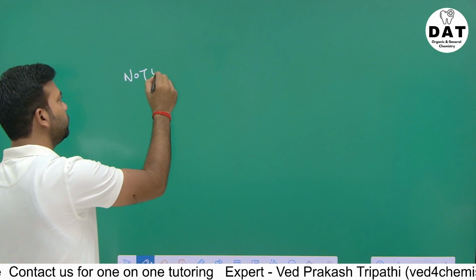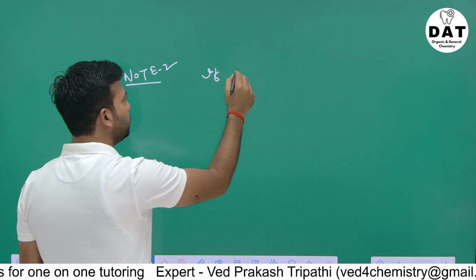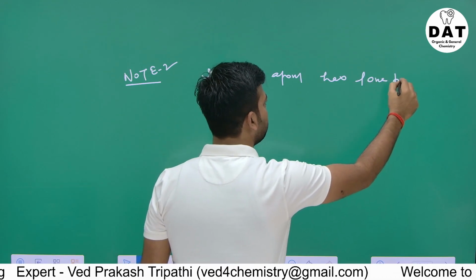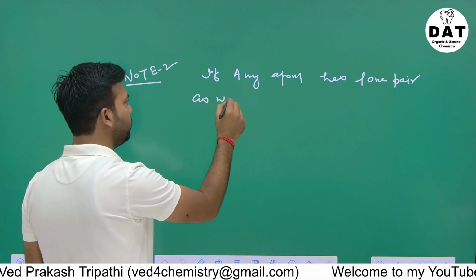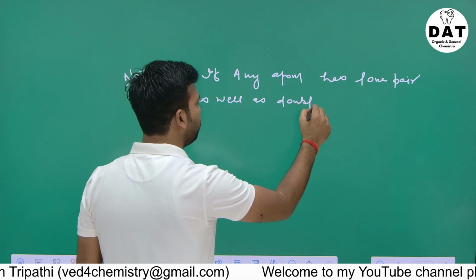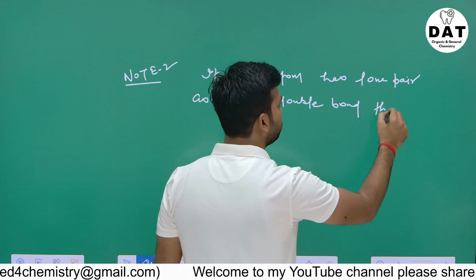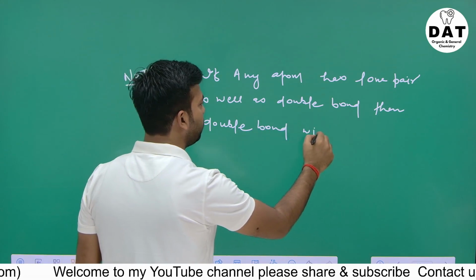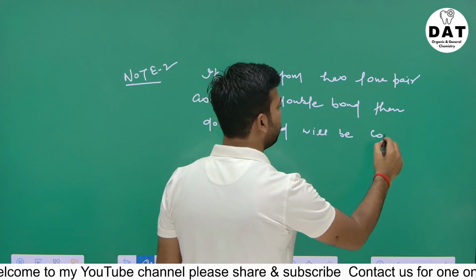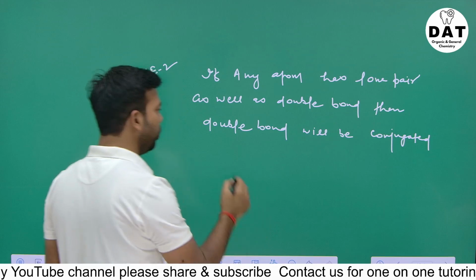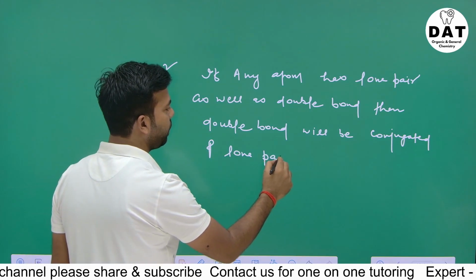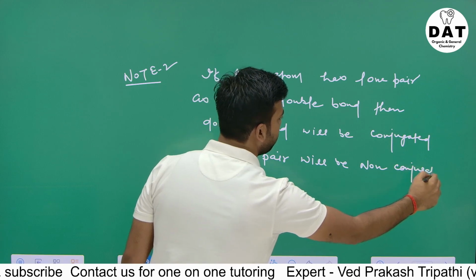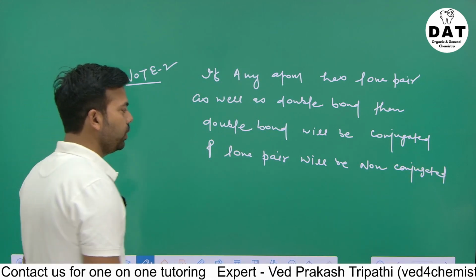Note number 2. If any atom has a lone pair as well as a double bond, then the double bond will be conjugated and the lone pair will be non-conjugated. Okay, so look at the example of this.